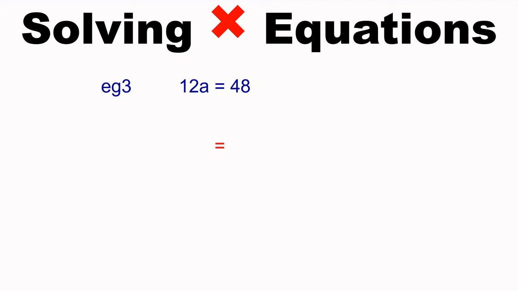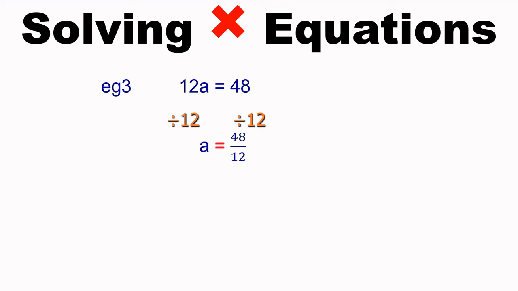Next, to get that a on its own, we need to undo a multiplication by 12, and the opposite of multiply is divide, so we'll divide both sides by 12 to keep things balanced. That will get the a on its own on the left-hand side, and on the right-hand side, we'll have 48 divided by 12. Again, you may not need to write the divide by 12s that I wrote in yellow there. I just write them to make sure you're clear on why a is equal to 48 divided by 12.